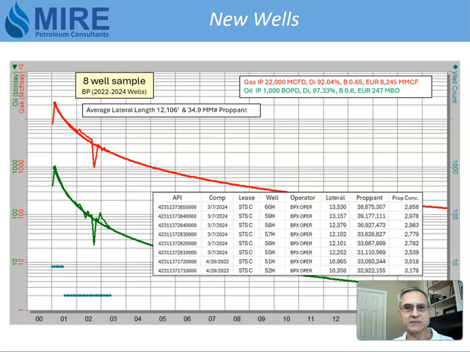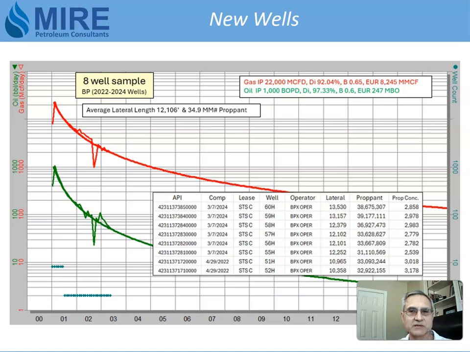So anyway, we made these type curves just adjacent to the area of the lease we're evaluating to use as a guide to predict how the undrilled areas of the lease would perform. So this is how we do it with a normalized type curve.